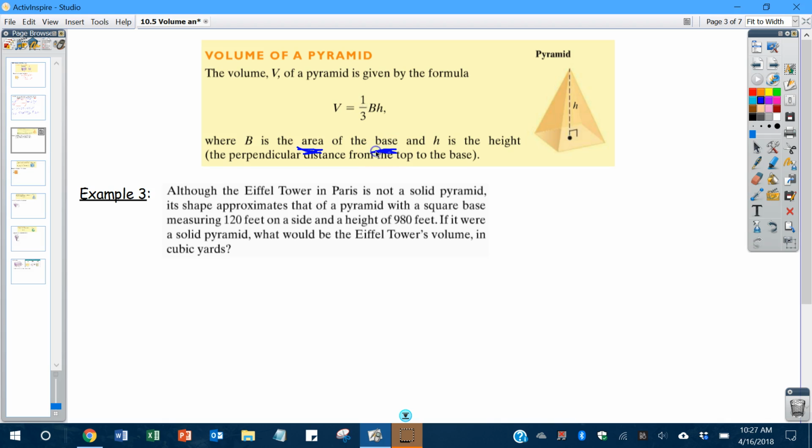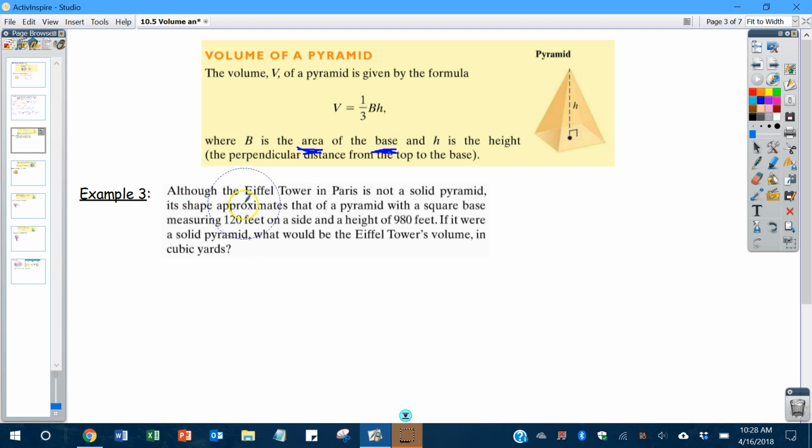So you have different kinds of pyramids. You have pyramids with a square base or a rectangular base, and you've got pyramids with a triangular base. Whatever the base is, you're going to find the area of the base and then multiply it by the height, and then multiply that by 1/3 to get it. So it's just not as straightforward as having a B. Sometimes you have to find out what that B is, find out what the area is.